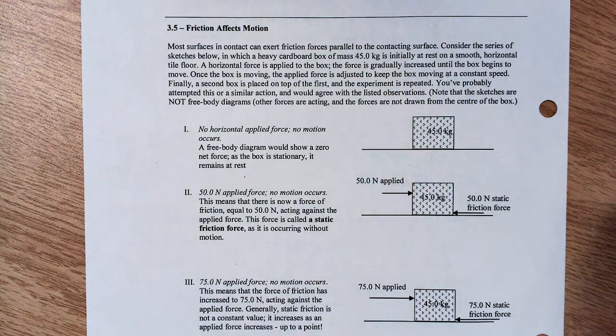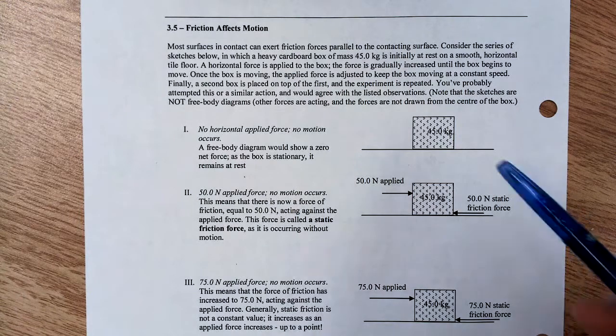All right, we're continuing the notes. We're on page 16 in our notebook, on section 3.5, and the 3.5 refers to the section in our textbook. So that's what we're going through. This is on how friction affects motion. You can read through the blurb up here on your own.